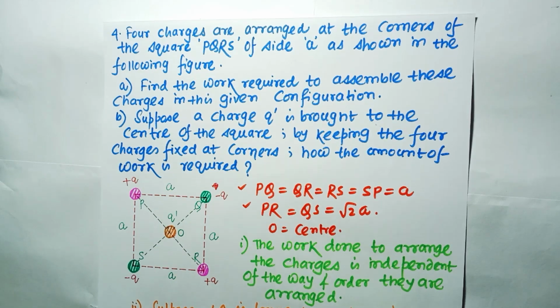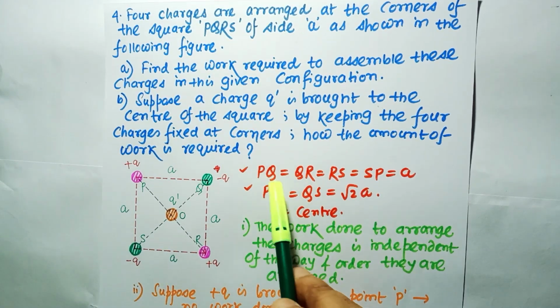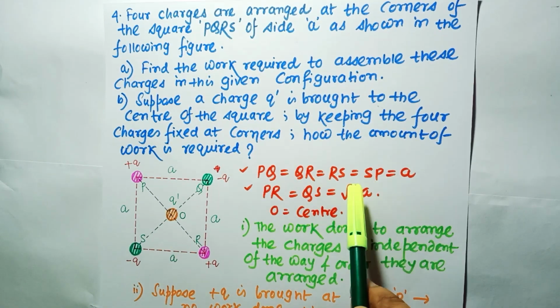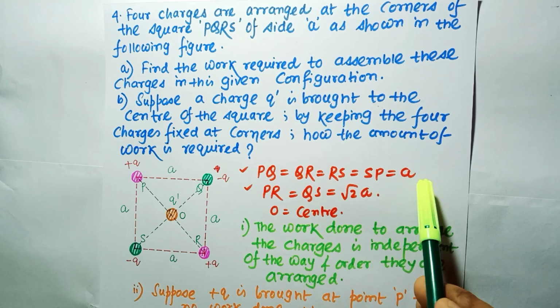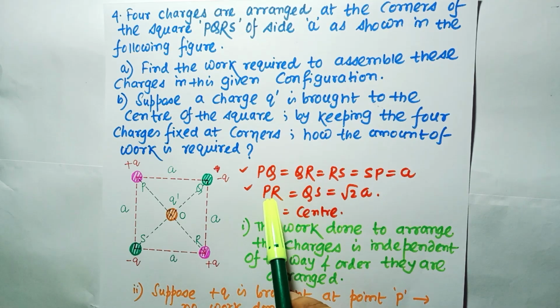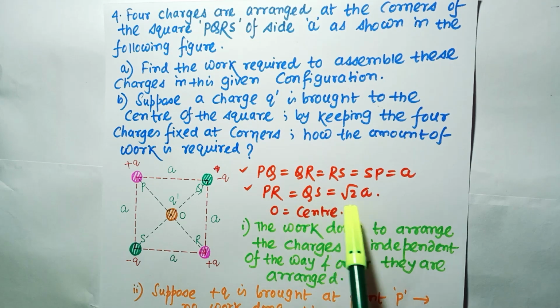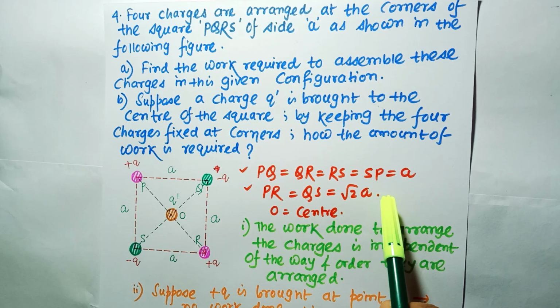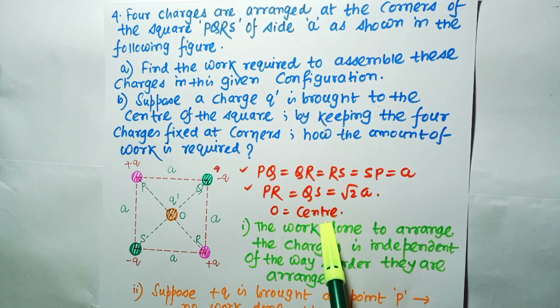You can see from the figure that PQ, QR, RS and SP all have the same length A because it is a square. PQRS is a square, and PR and QS are the diagonals of the square. It comes out to be root 2 A, and O is the center of the square.